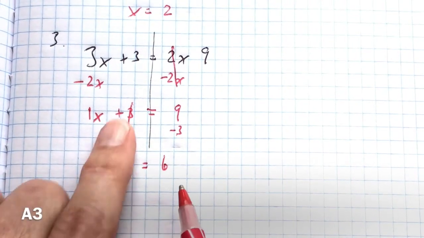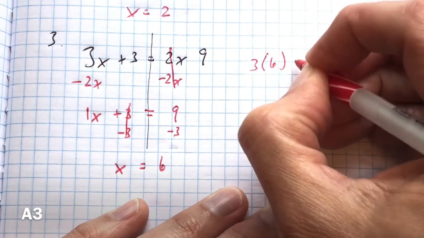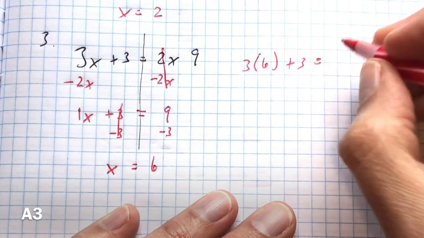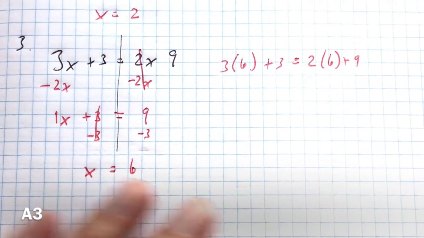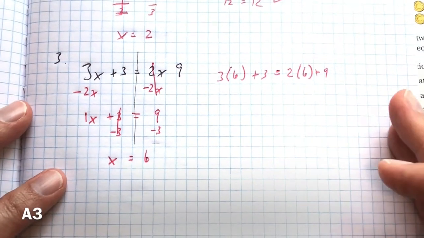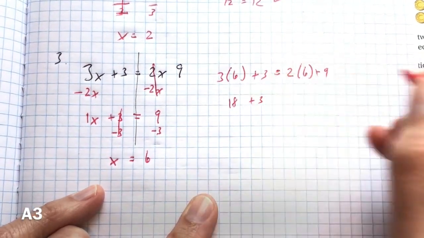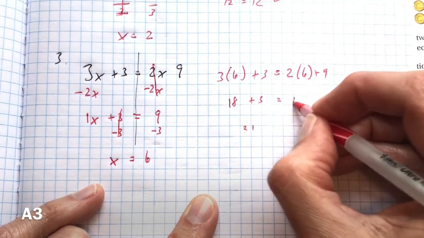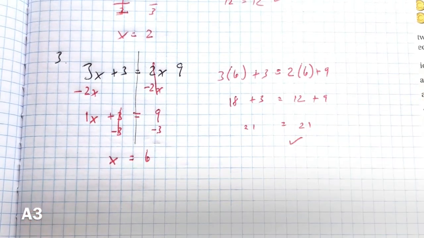So now I'm going to put that 6 in for both parts. So I do 3 times 6 plus 3 is equal to 2 times 6 plus 9. Okay, so 3 times 6, 18 plus 3, that's going to be 21. 2 times 6 is 12 plus 9, that equals 21 as well. That checks.